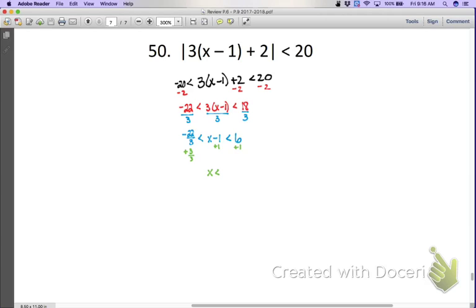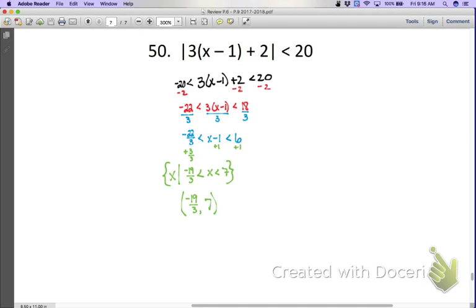So x is less than 7 on the right, and on the left, negative 22 plus 3 is going to be negative 19 over 3. So that's a 7. If it wants it in set builder, I'm just going to put x such that here. If it wants it in interval notation, then I'm just going to go negative 19 over 3, comma 7. And both of them are not included, so it's just going to be in parentheses.